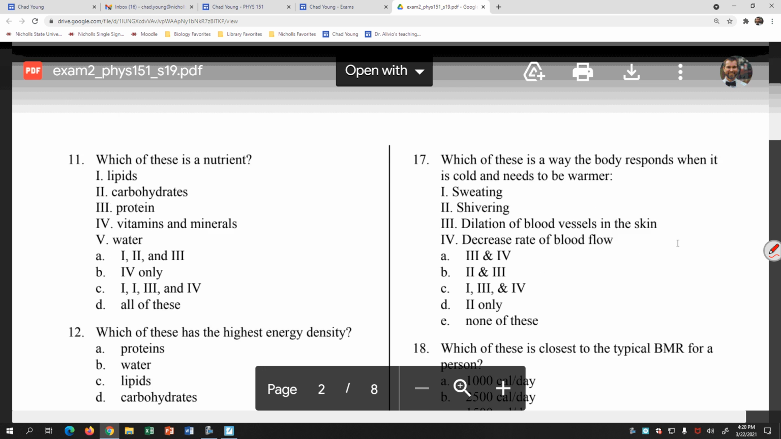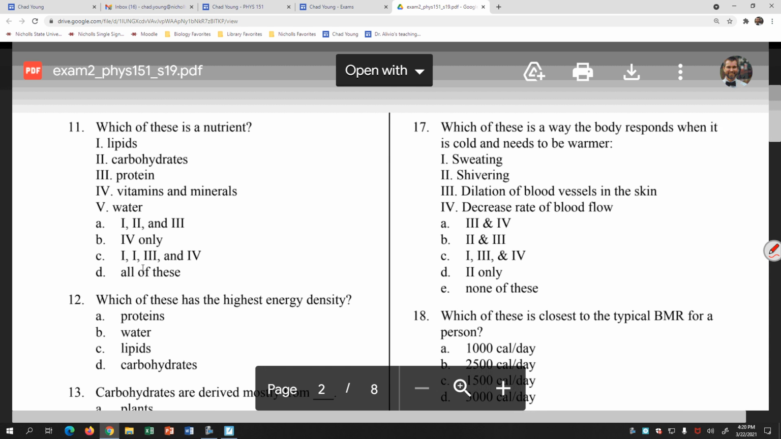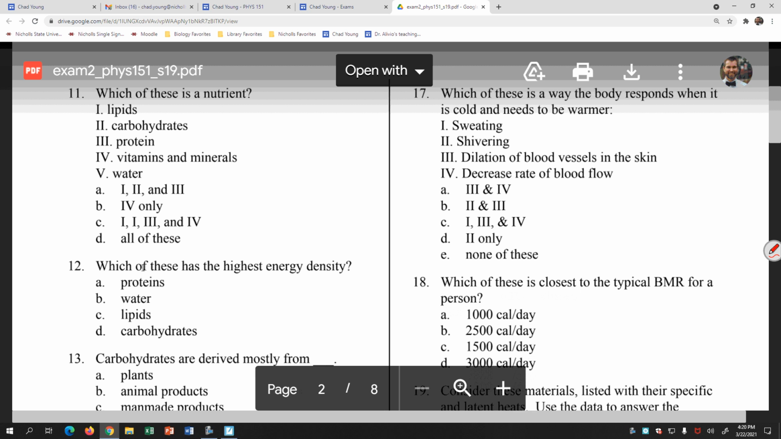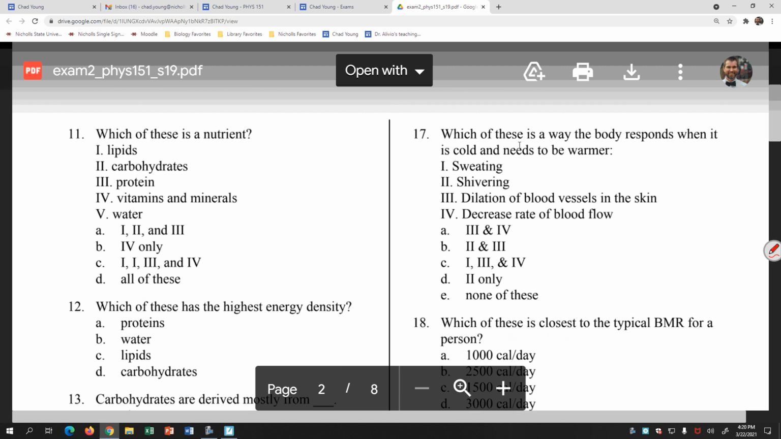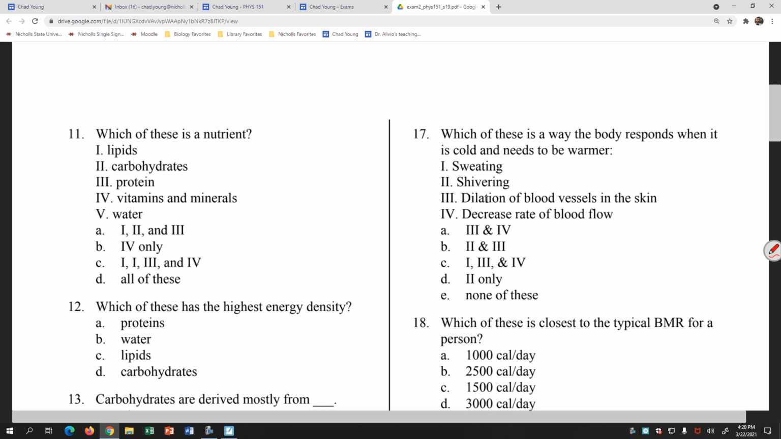All right. Here's some stuff about nutrients. Remember, all of these are nutrients. Lipids, carbohydrates, proteins, vitamins and minerals and water are also nutrients. Here's one of those questions I was telling you about. What are the things that you do to be warm or cold?